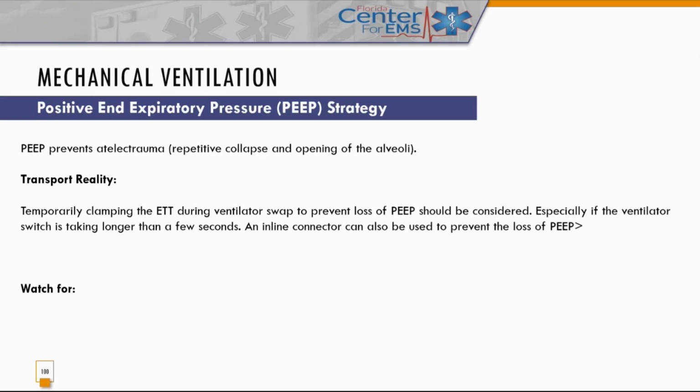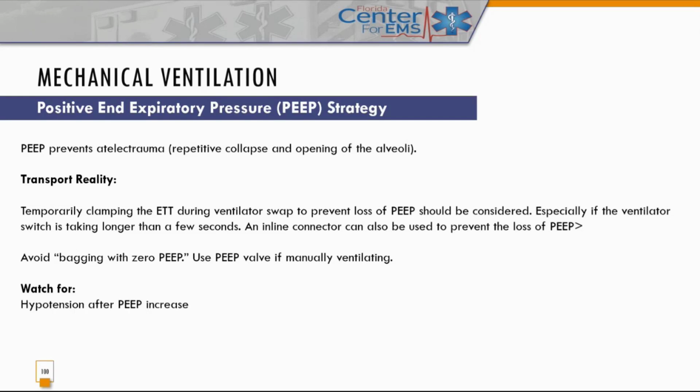There are actually valves that you can get that would be in line, could add a little bit of dead space, but not much, so that when you disconnect the circuit, the ET tube is not open to the environment and you don't lose the PEEP. It's that critical. So avoid bagging with zero PEEP. That creates a lot of problems that sometimes they can't recover from.